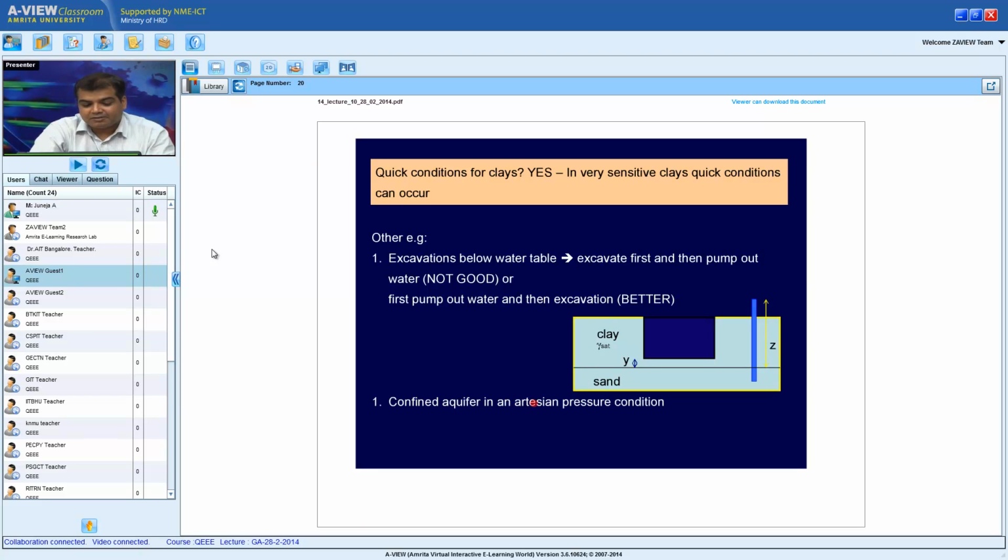The second case is a confined aquifer problem in an artesian pressure condition. Take an example of a sand layer which is sandwiched between 2 impermeable layers, and the water in the sand layer is under pressure. If I drill a borehole through the clay layer into the sand layer, there is a gush of water upward, very similar to this blue tube shown over here. This is an artesian pressure condition. Again, it's a home assignment for you to look at the upward pressure. What happens if there is an upward flow of water?